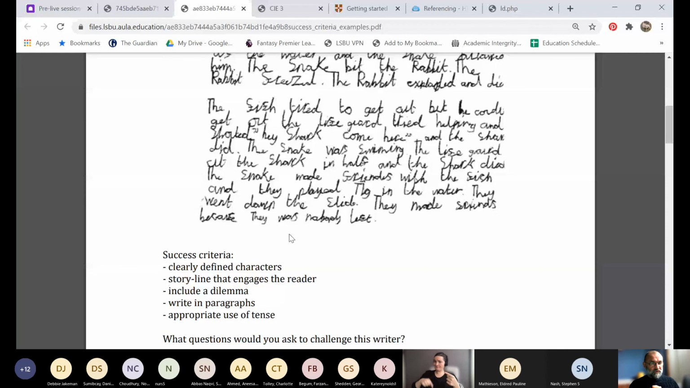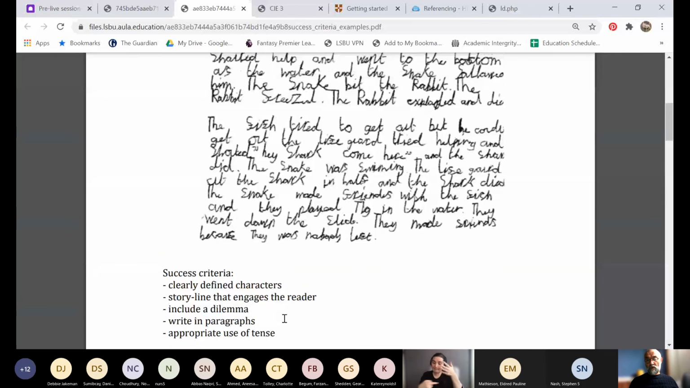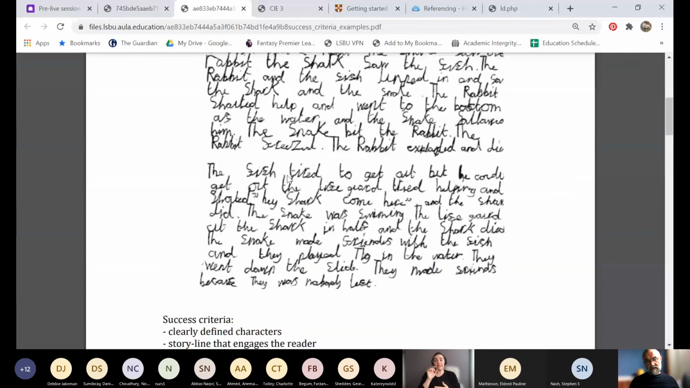The trap not to fall into here is that the success criteria have nothing to do with spelling. In this particular set of success criteria, the teacher hasn't included a spelling success criterion. So although the pupil has inverted some letters, so that word there is tried, and they've written T-I-R-E-D, they've got the R and the I the wrong way around, that's not a problem for the purposes of the success criteria. The teacher hasn't said, make sure you get all your spellings right.